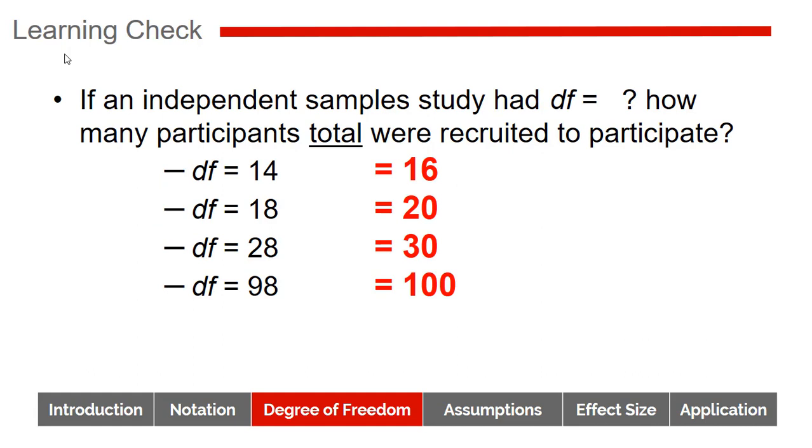If you need to pause the video, go ahead and write down what the answers to these are. Okay, so if we have degrees of freedom 14, that means that there were 16 total participants. Degrees of freedom 18 means there were 20 total participants, and so on.